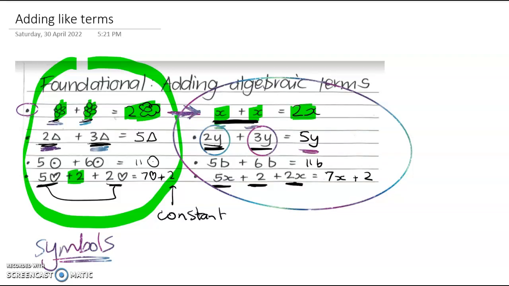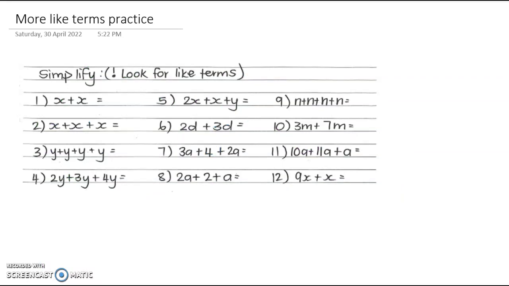Okay, so 1 more page of like terms. We want you to look for the like terms. So try and do that page in the booklet. And I'm going to go through it now. So the like terms here, we've got an x and another x. That gives me 2x. Here we've got x, another x, and another x. They are all like terms, so we've got 3x. Here we've got y, 1y, 2y, 3y, 4y. Altogether, that gives me 4y.